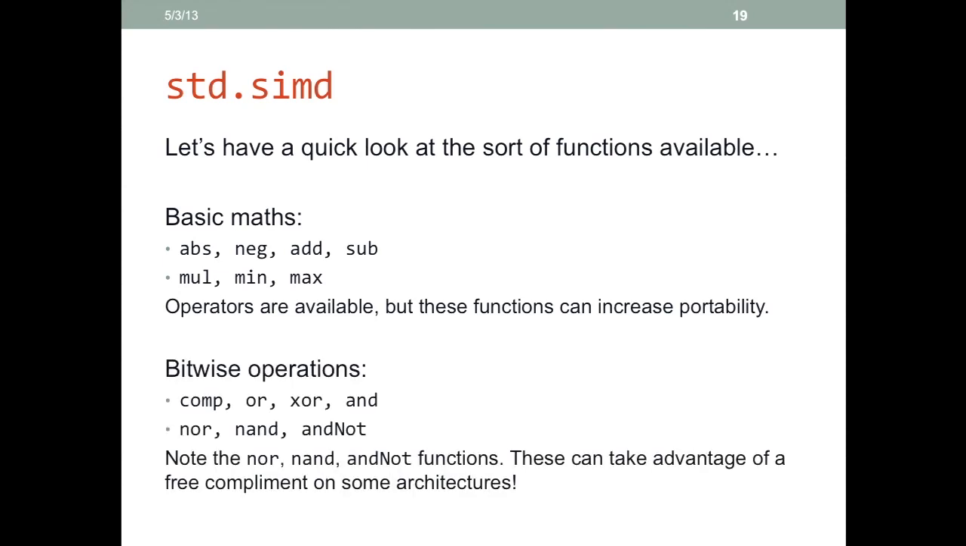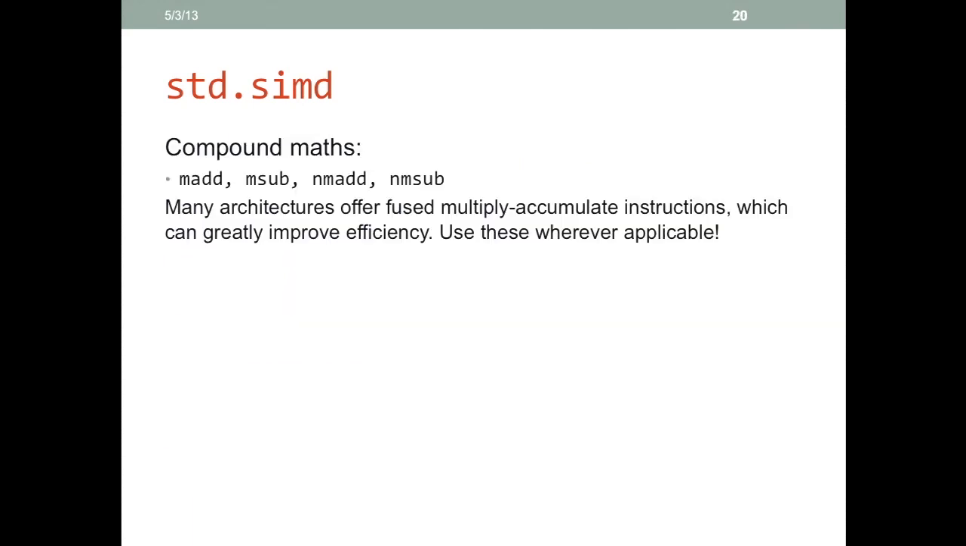There's a standard set of bitwise operators. It's interesting to note these compounds: nor, and not. These can take advantage of a free complement on some architectures. You might ask, why doesn't the optimizer do this for me? The answer is it doesn't. It'd be nice if it did, but you really should just try and use these explicitly. You'll get the best results on the most possible architectures.